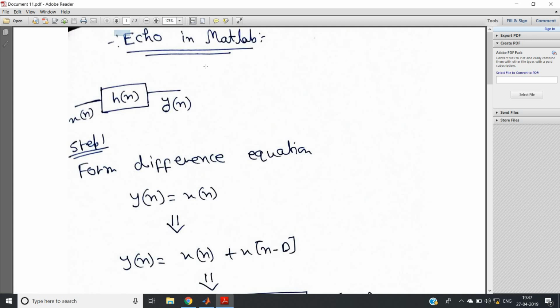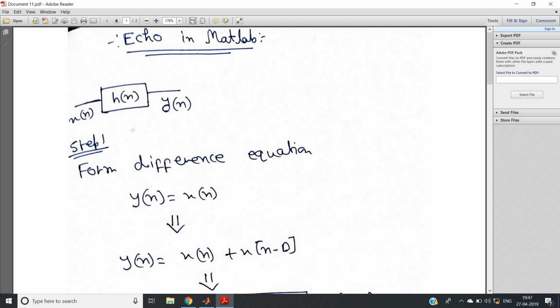Hello friends, in this video I am going to discuss how to generate echo in Matlab. Okay, so see, this is one system for which the input is x of n, one audio signal, which after passing through the system h of n, that we don't know what the equation of h of n is, later we will discuss that, we can get in the output side y of n, which basically consists of the input original signal x and its echo.